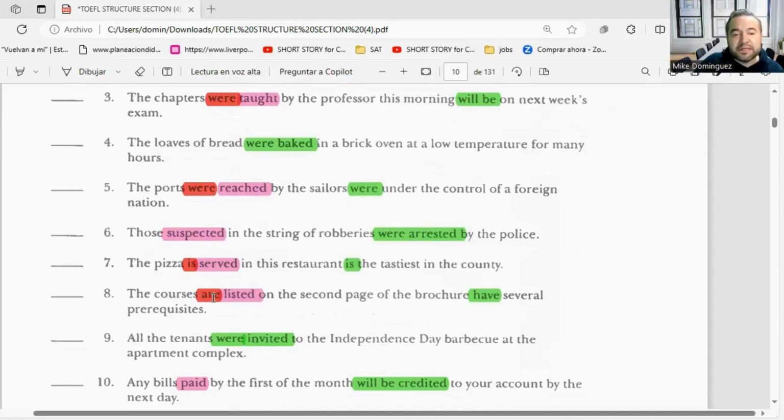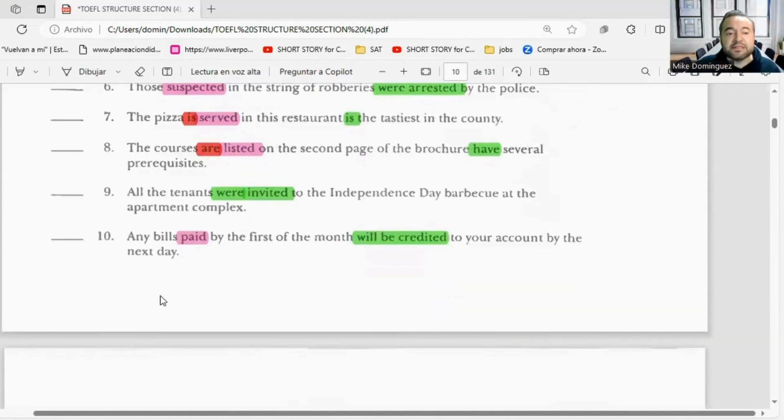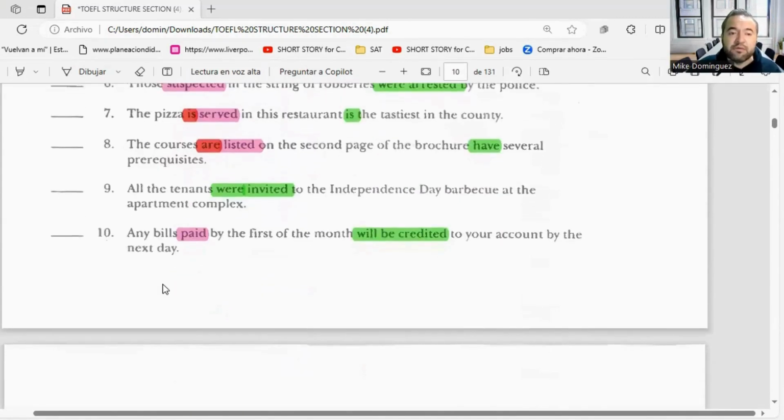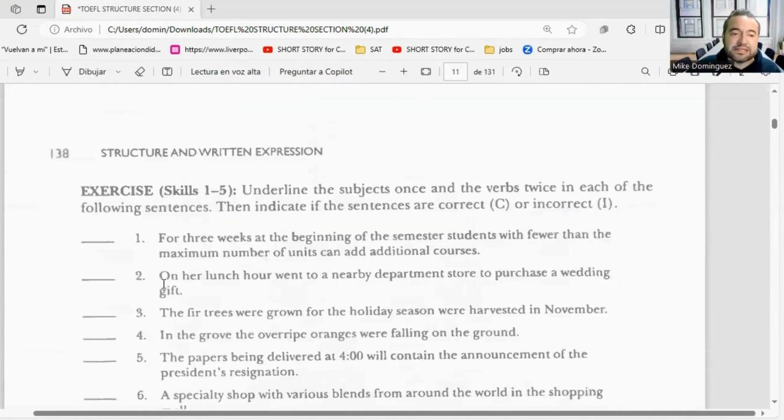Number 8 is incorrect because are is not necessary, since we have listed as the adjective rather than a verb. The main verb is have, and that's it. The rest of the sentences are correct. Let's move on ahead and see the exercise.